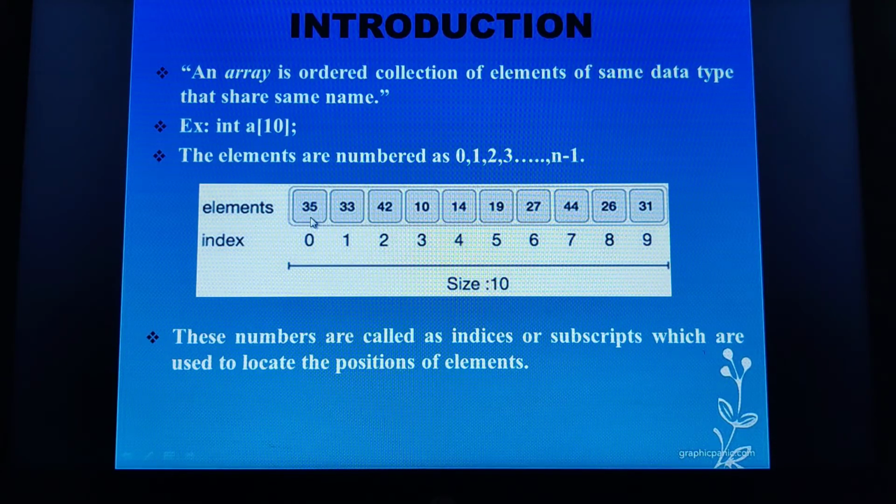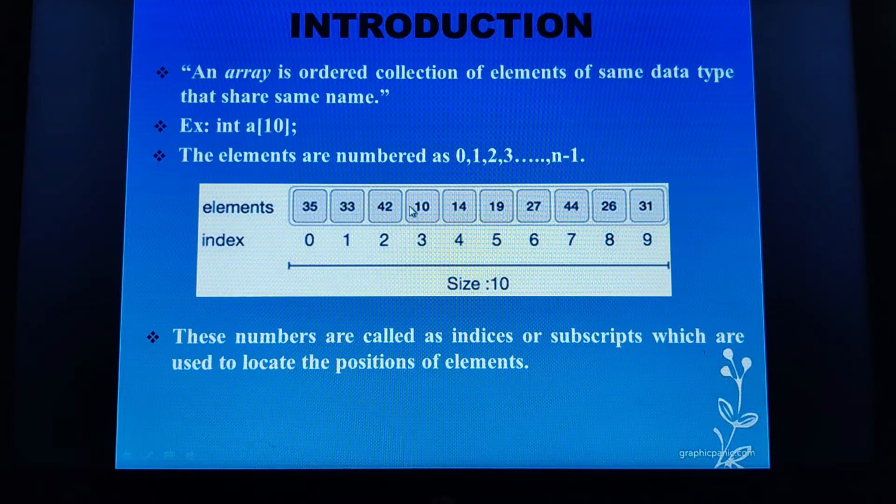That means I can say 35 is the element present at location 0, or 35 is present at index 0. This index refers to the position of the element. For example, 10 is placed at the subscript or index 3. 27 is placed at position 6. So these elements have been numbered from 0 to n minus 1. If you count from 0, with 10 elements, it will stop at 9.